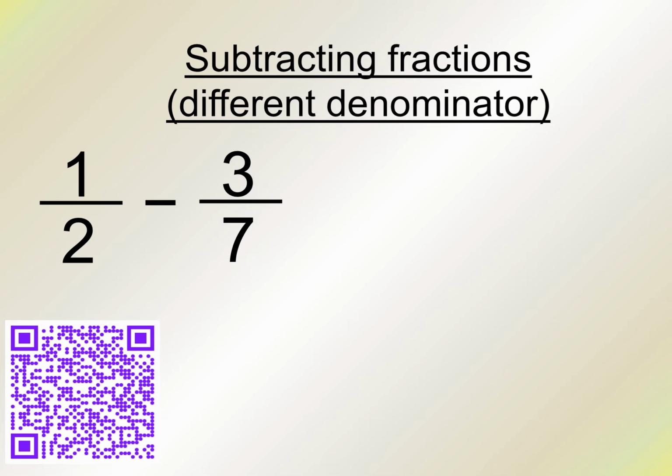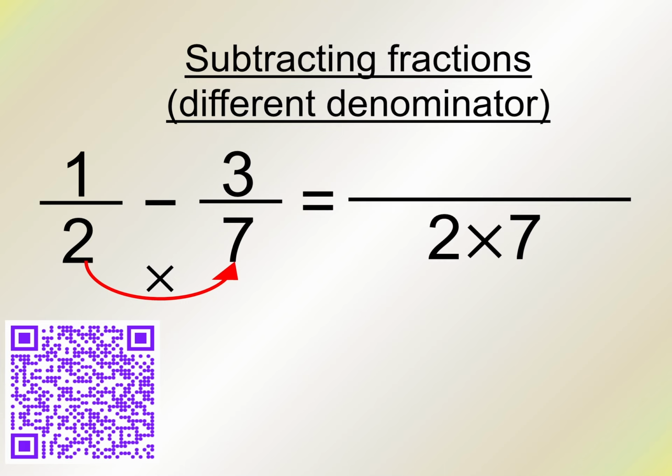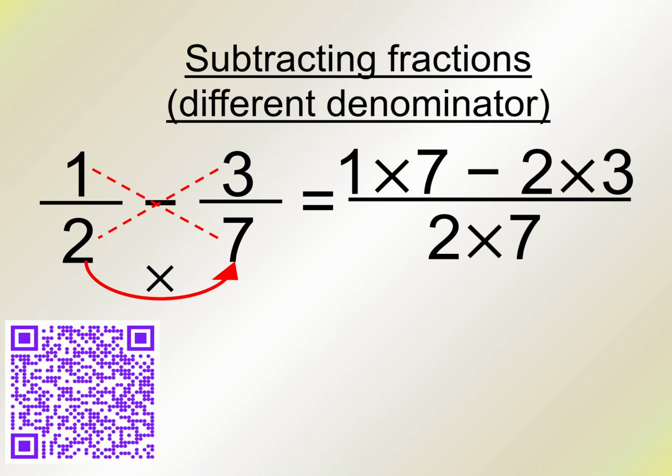Same with subtracting fractions with different denominators. Firstly, multiply out your denominators. So 2 times 7. Cross multiply to find your new numerators. 1 times 7 and 2 times 3. Remember to keep your symbol the same, so subtraction in the center.